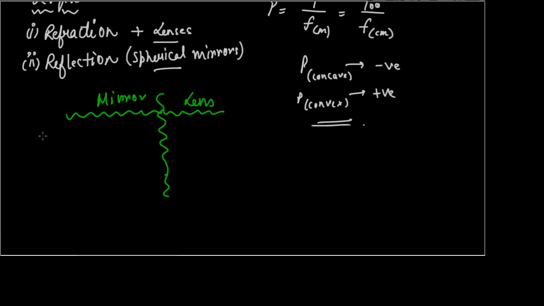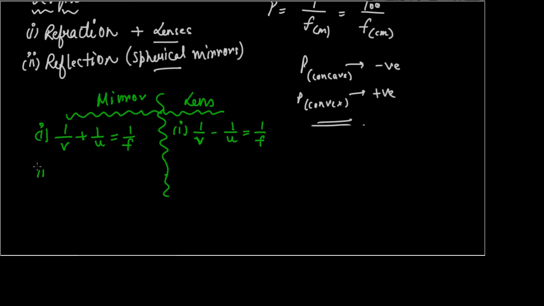In mirror, the first formula is 1 by v plus 1 by u is equal to 1 by f. Where v is the image distance, u is the object distance, and f is the focal length. For lens, it is exactly similar except for one sign change. It is 1 by v minus 1 by u is equal to 1 by f. That's the only difference. Because of this plus and minus, people get confused. Please don't get confused. Mirror is plus, lens is minus.